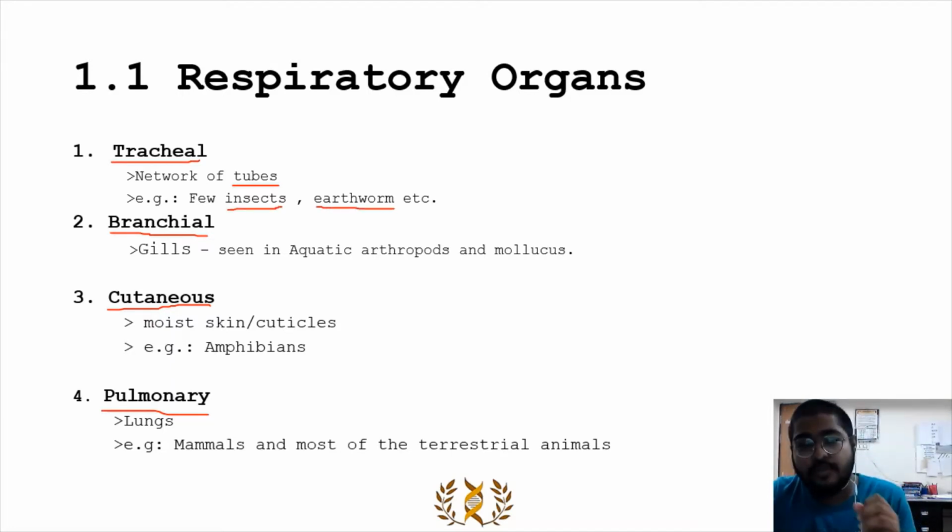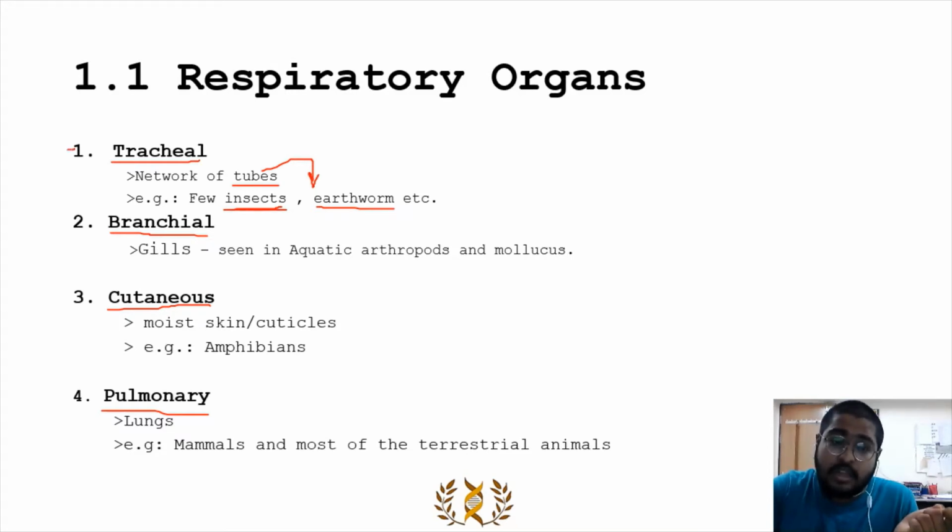Tracheal respiratory system involves tubes, and these tubes are seen in insects and earthworms. If you have closely looked at an insect, in the bottom part of it you will see holes, and those holes are the tubes from which they respire. That is the simplest organ for respiration, and it is seen in insects. It is important to remember the examples as well. These tubes are the simplest type of respiratory organ, and they are seen in insects and earthworms.